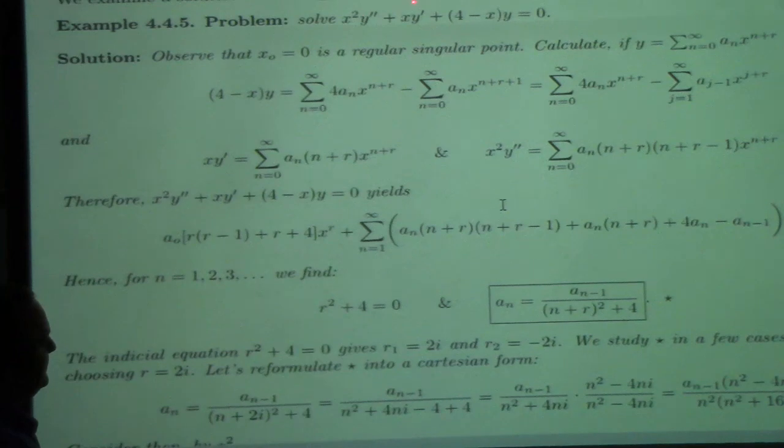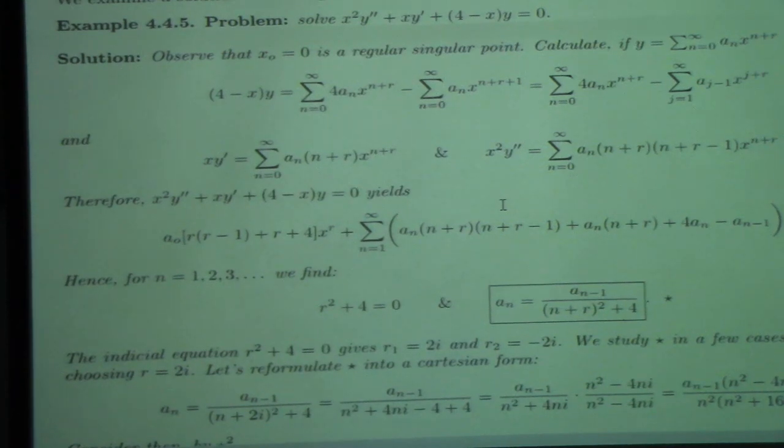You can see that because my p would be 1 over x, and my q would be 4 over x squared minus 1 over x. So q naught here would be 4, and p naught would be 1, as you can see down here. So this gives me the indicial equation r squared plus 4. In this case, my exponents are plus or minus 2i.